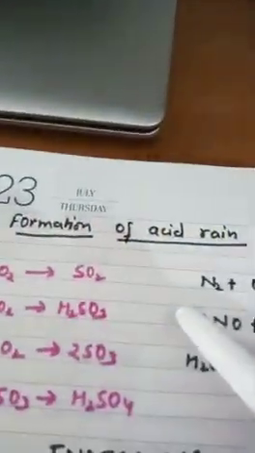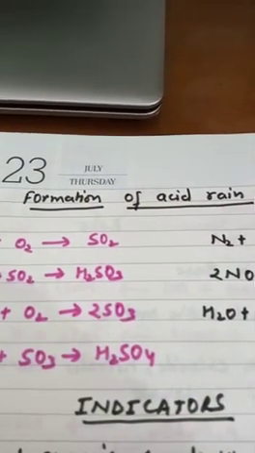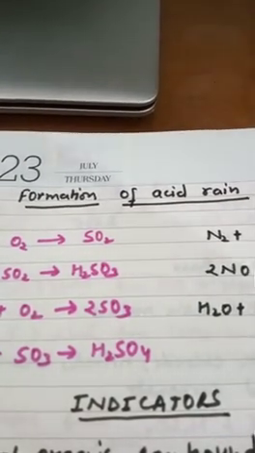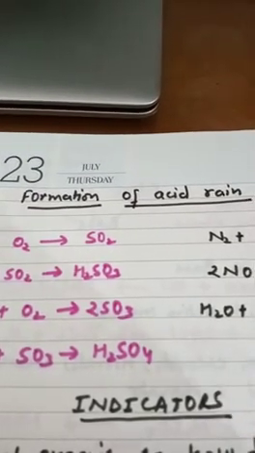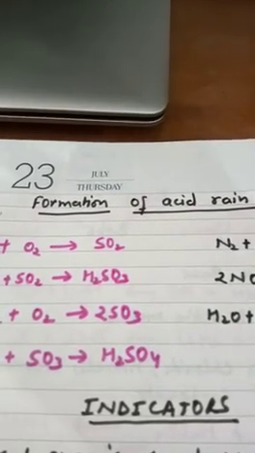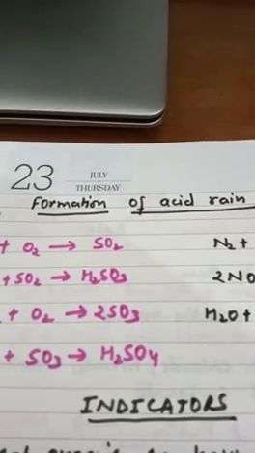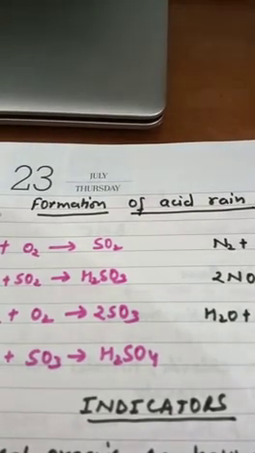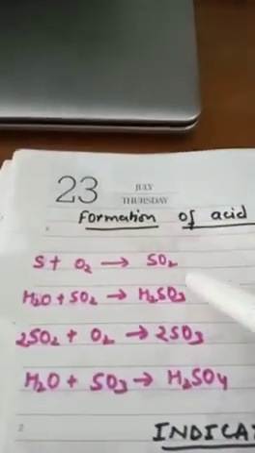Now let us see how acid rain occurs. First of all, you must know what is acid rain. Acid rain means any precipitation. It may be in the form of rain, it may be in the form of snow or fog, in any form it may be. So any precipitation which is acidic in nature, that is known as acidic rain. This acidic rain is actually a mixture of sulfuric acid, sulfurous acid, nitric acid and nitrous acid. So these four acids are present in this acid rain. So let us see how this acid rain is formed.